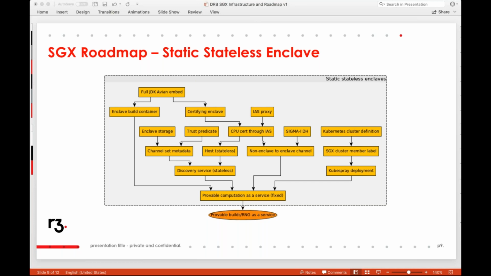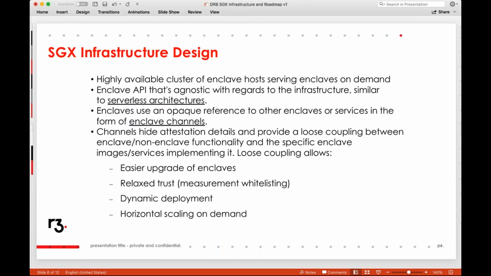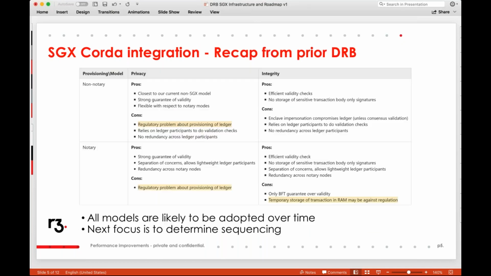Yeah. Also, this is where the notary provisioning might be relevant. If we say that the notary nodes are all SGX capable, then you're not required to run SGX. You just provision to the notary's SGX enclaves.